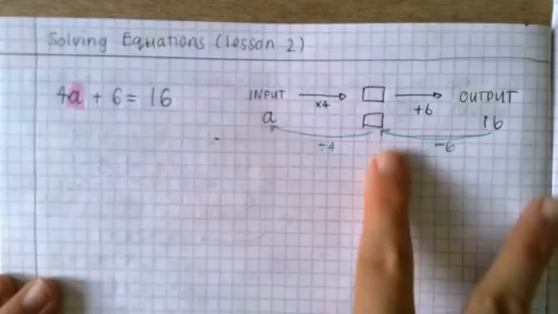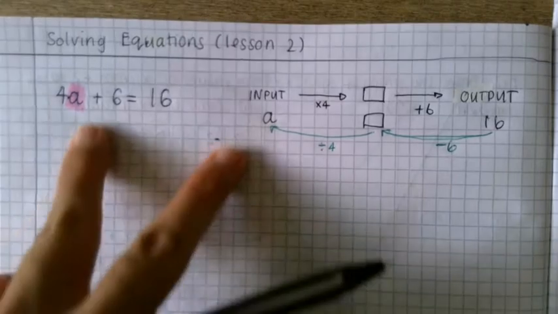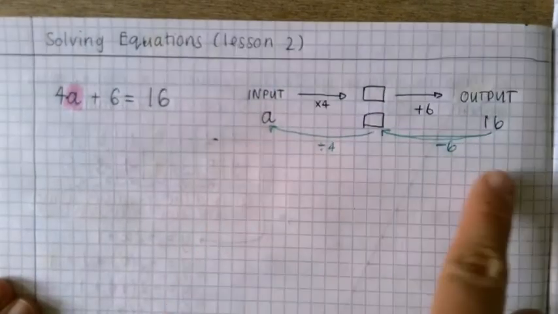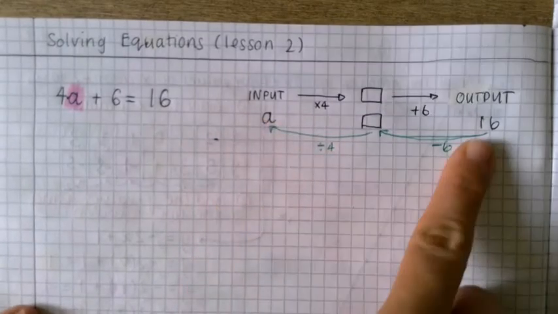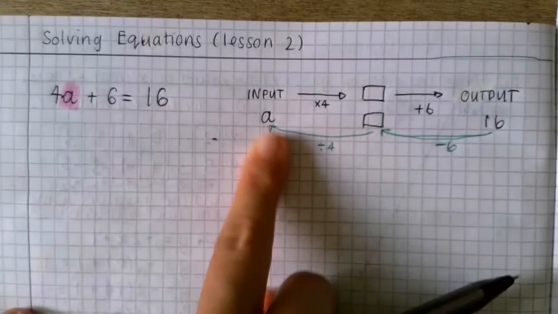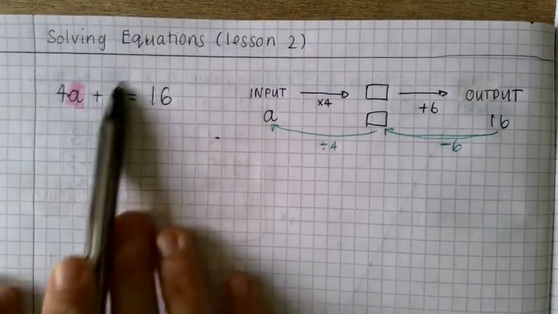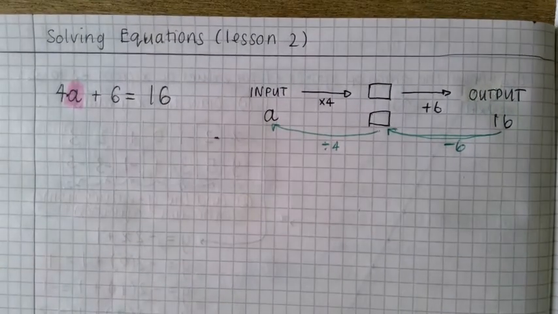Now, when you solve an equation, it's just an algebraic way of representing this number machine. You will be able to do this super easily: 16 take away 6, easy, divided by 4, also easy. But we can represent this algebraically, and that's when we use the balance method.